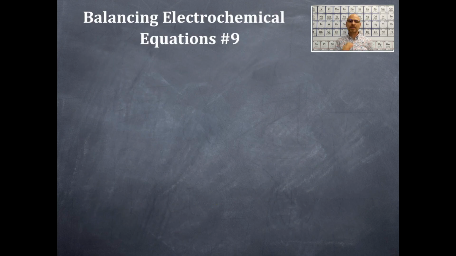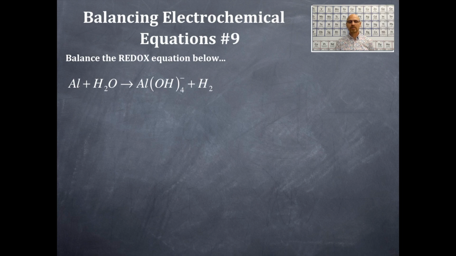So today we are talking about balancing electrochemical reactions, number 9. Okay, we're going to balance the redox equation below. And here it is. It's aluminum plus water gives aluminum hydroxide with a 1- charge. Okay, just like before, this is a complex ion, like on the previous balancing equations number 8, plus hydrogen.